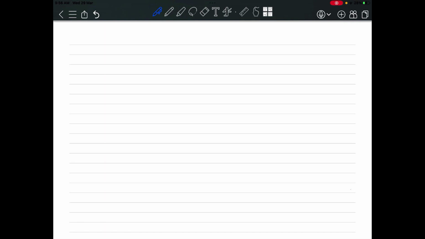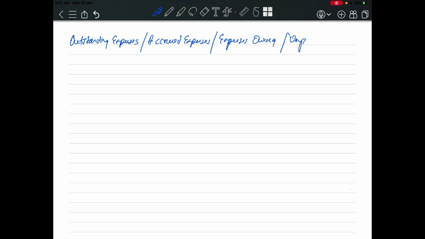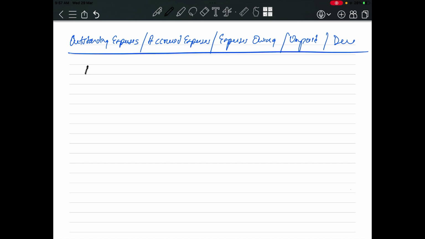Okay students, so the next concept which we will discuss is outstanding expenses. Outstanding expenses can also be called accrued expenses. It can also be called expenses owing or unpaid expenses or due. It can be called anyway. Now see, what do you mean by outstanding expenses?